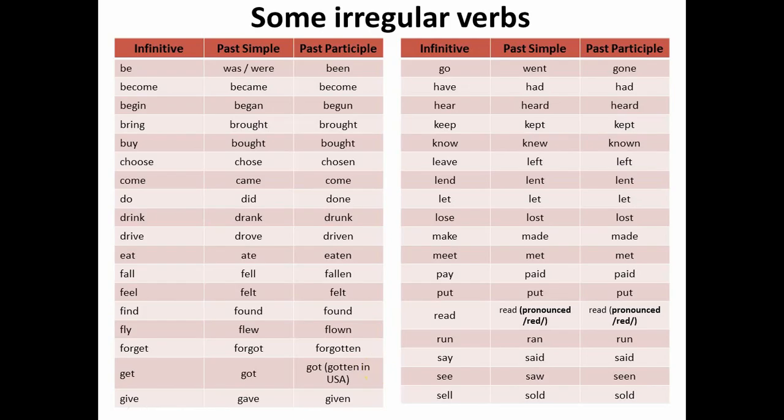These are some irregular verbs. You have to memorize them. Be, in the past was or were, and the past participle is been. Become, became, become. Begin, began, begun. Bring, brought, brought. Buy, bought, bought. Choose, chose, chosen. Come, came, come, and so on. So you have to memorize these irregular verbs.